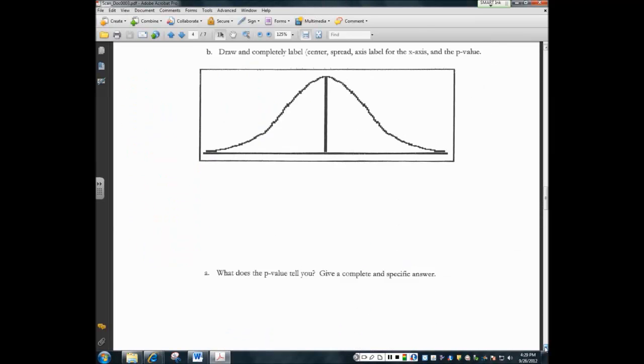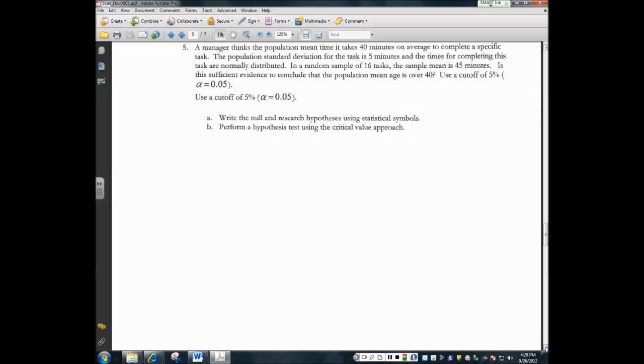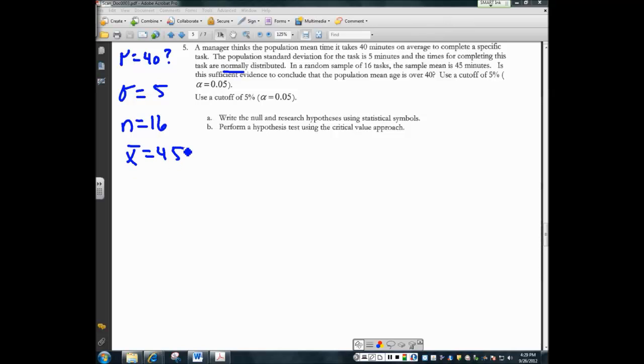What I am going to do is I'm going to do part number 5 before I do 4, since there's a number in 5 that we can use when we get to 4. We have a manager who thinks the population mean should be 40 minutes. That's a question, really. The population standard deviation is 5. He knows how the process works. It's normally distributed. N is 16. X bar is 45. Is this enough evidence to conclude that the population mean is over 40? And that could have been something we had on exam 1, is the population mean greater than 40.